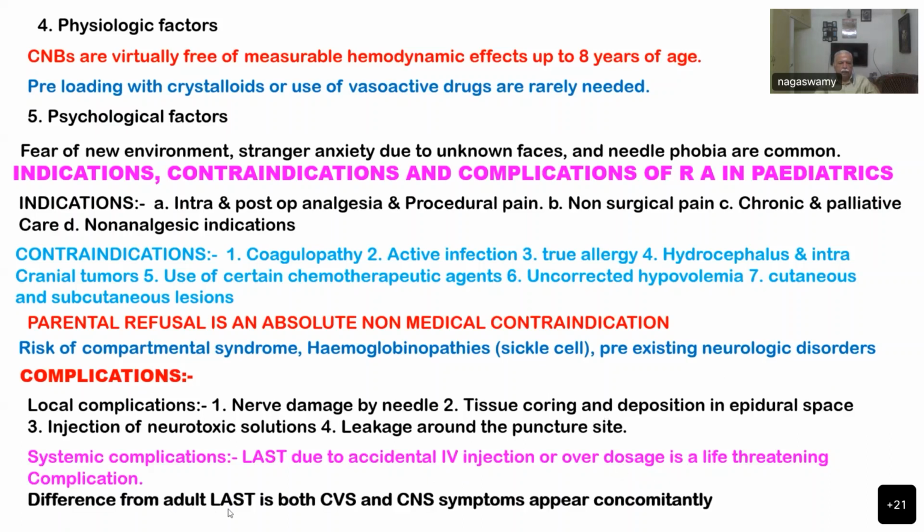And the difference between adult and pediatric is that both CVS and CNS symptoms appear concomitantly. Unlike in an adult, where the perioral tingling, numbness, and then the seizures are always preceded by the cardiovascular depression, in children both occur simultaneously. So that is a very important reason why it is more dangerous to have a LAST in a pediatric patient. And selection of materials and techniques for agents in pediatric.